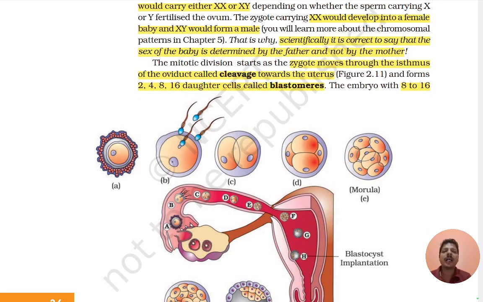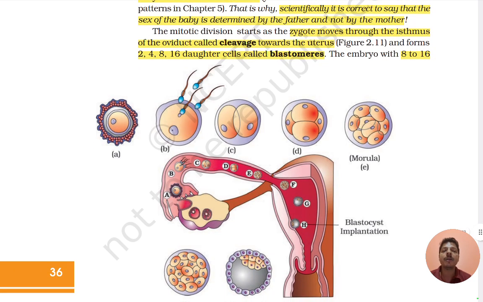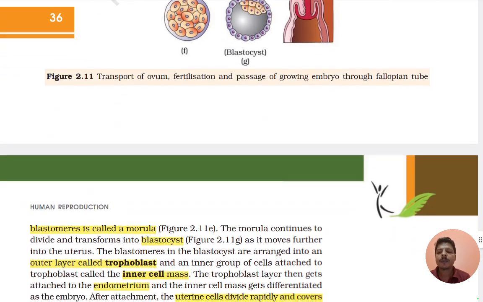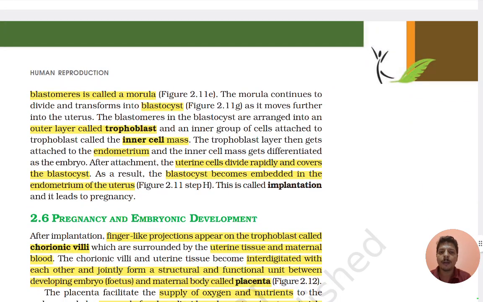The mitotic division starts at the zygote, moves through the isthmus of the oviduct towards the uterus, called cleavage, and forms 2, 4, 8, 16 daughter cells called blastomeres. The embryo with 8 to 16 blastomeres is called morula. The morula continues to divide and transform into blastocyst.